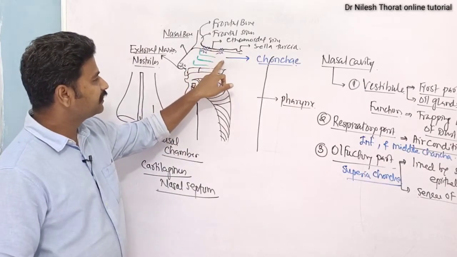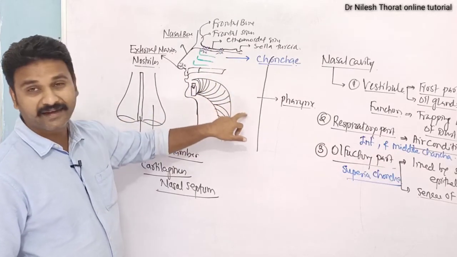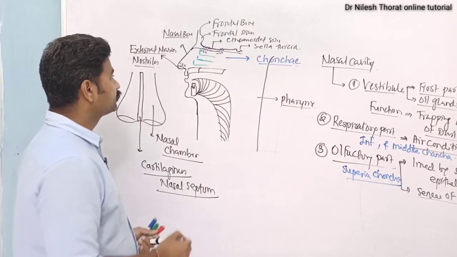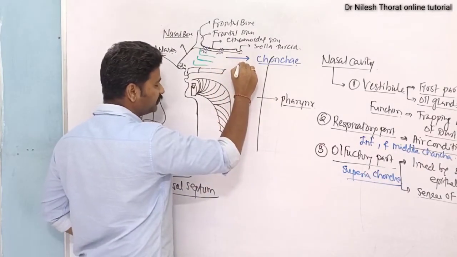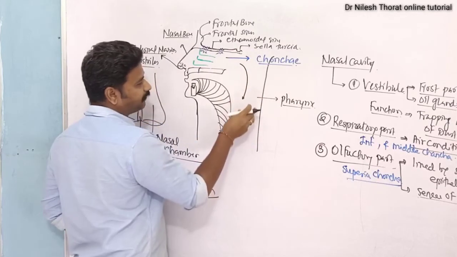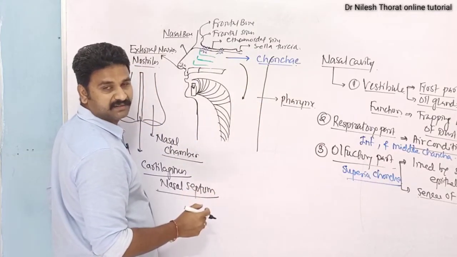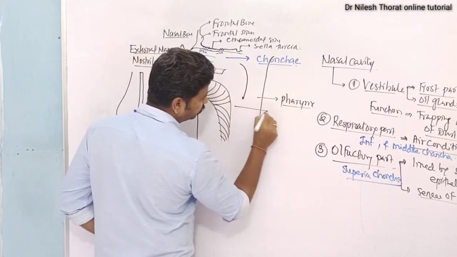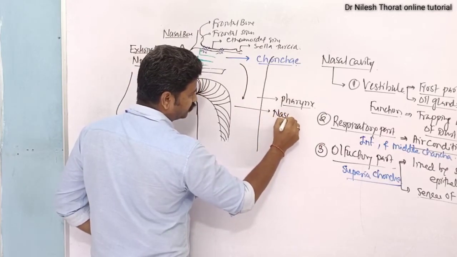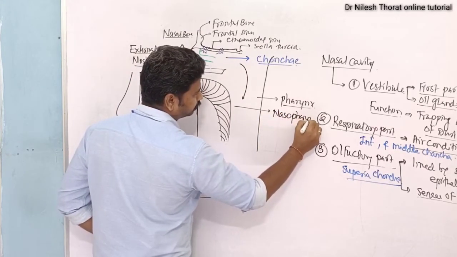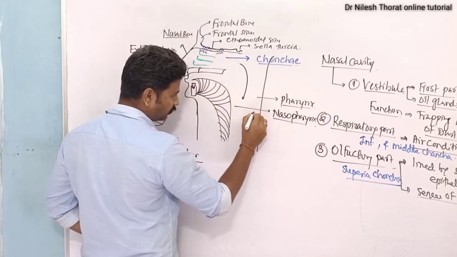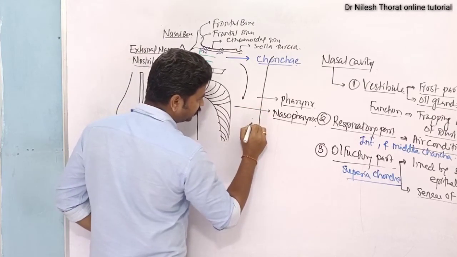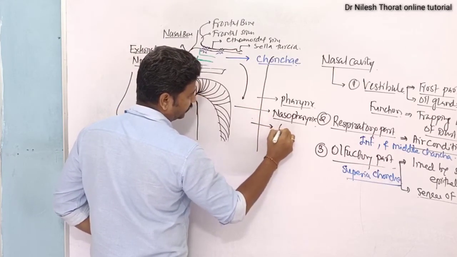Now this nasal cavity will open into the pharynx, as the pharynx is a common passage for both air and food. So a part of the pharynx which deals with air is called the nasopharynx, and here the oral cavity also opens, and the part of the pharynx which deals with food is called the oropharynx.